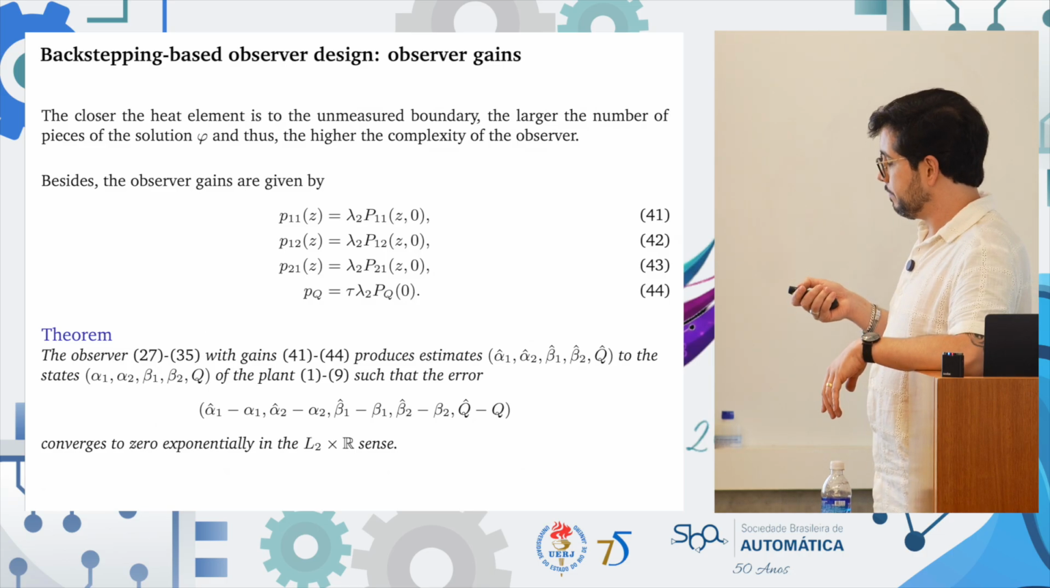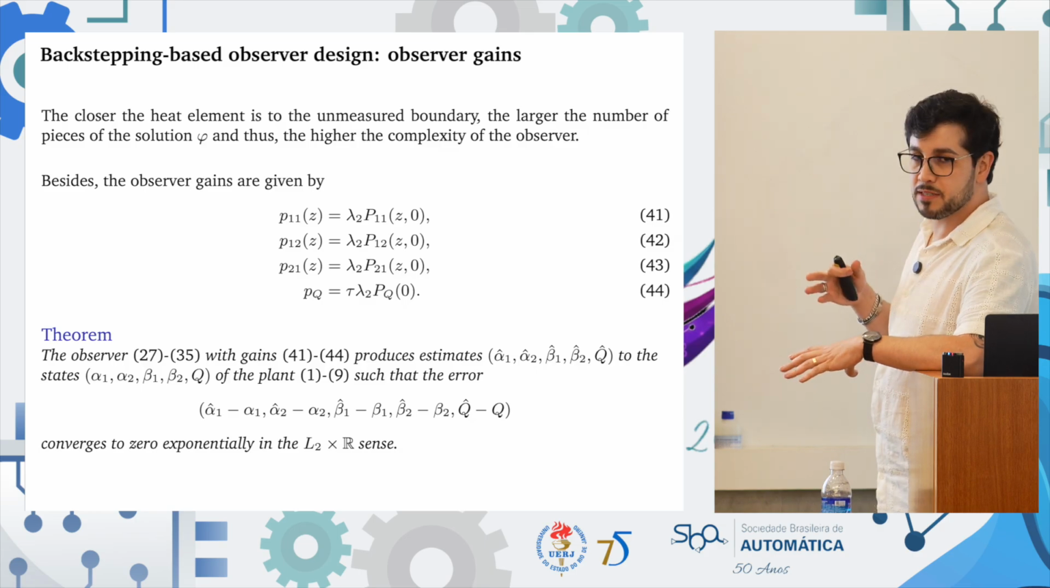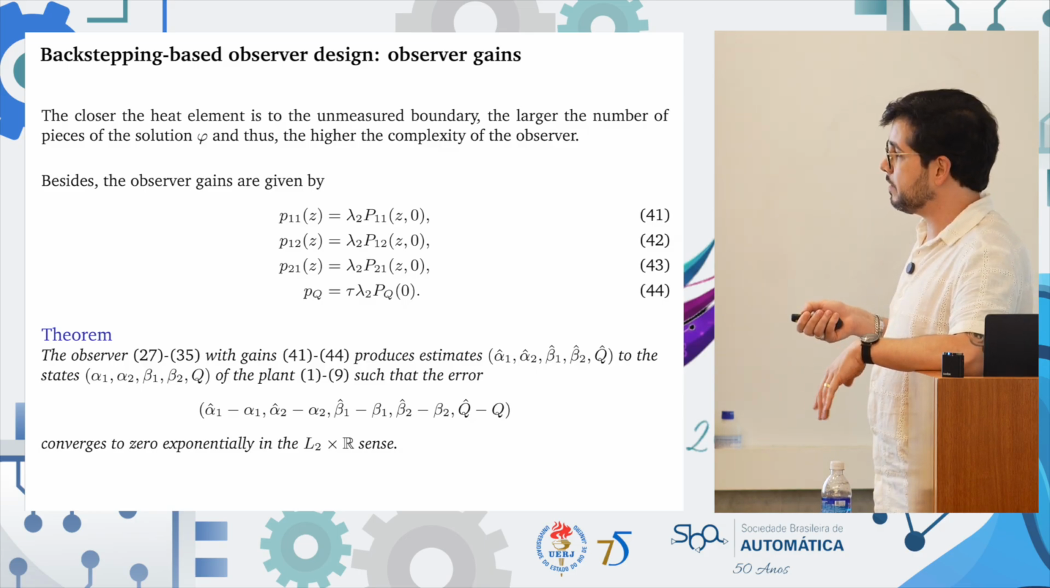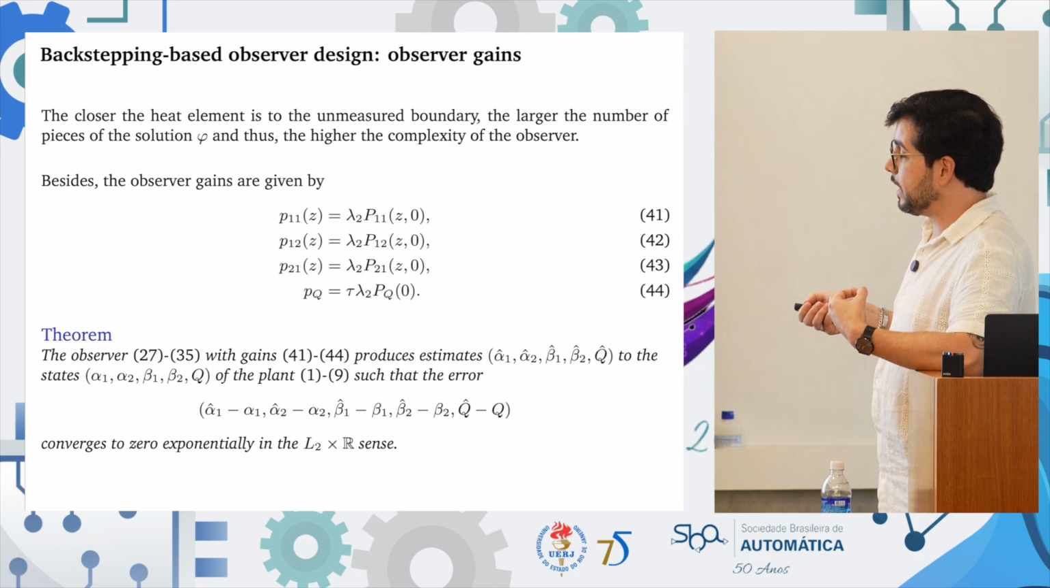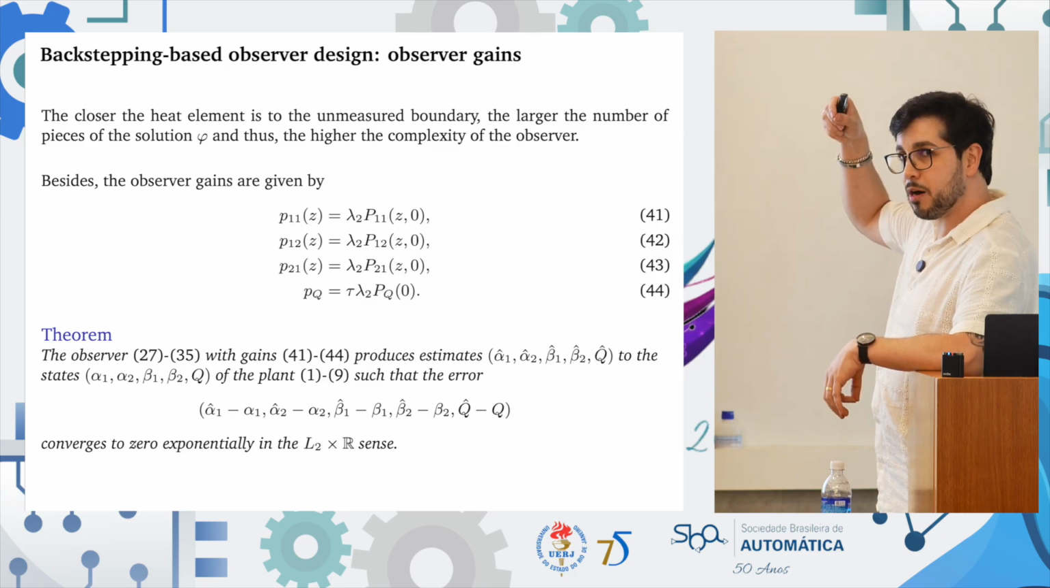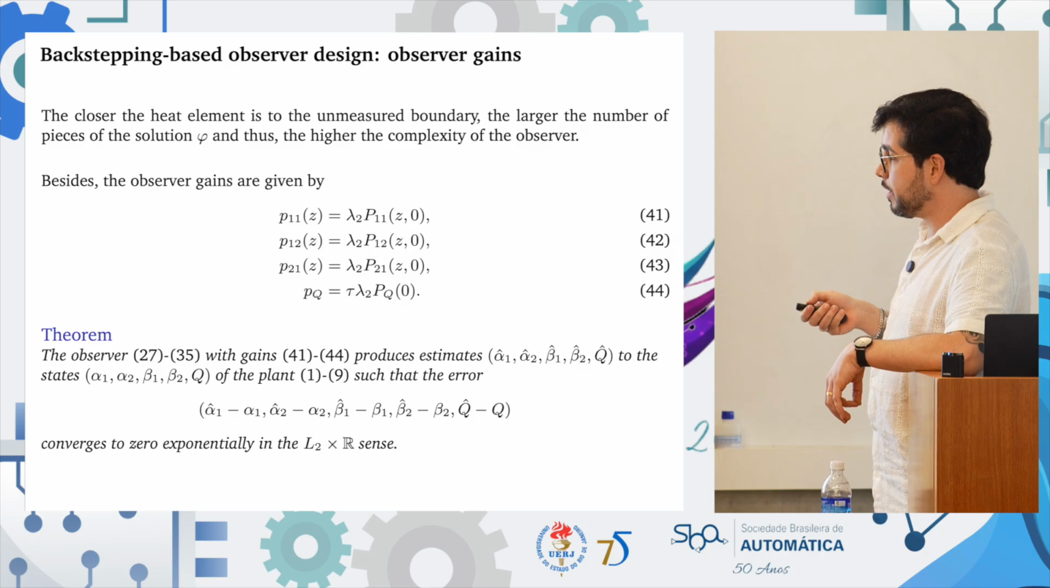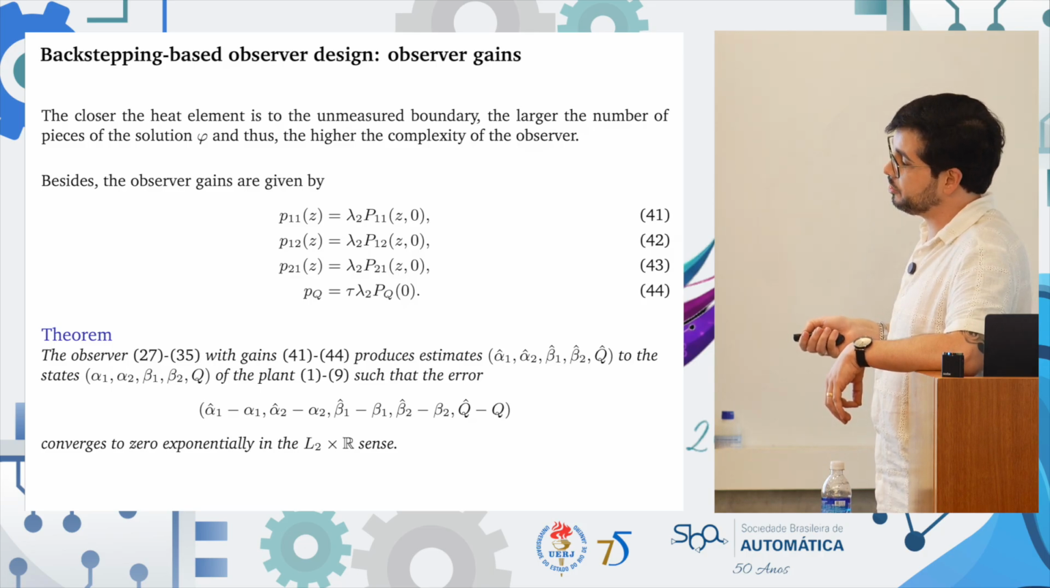And then, putting all these pieces together, the stability of the proposed observer with the gains given by this expression will guarantee that the estimates of the state, using only a pressure sensor at the upper boundary of the system, will converge to the real ones in the L2 sense, okay?